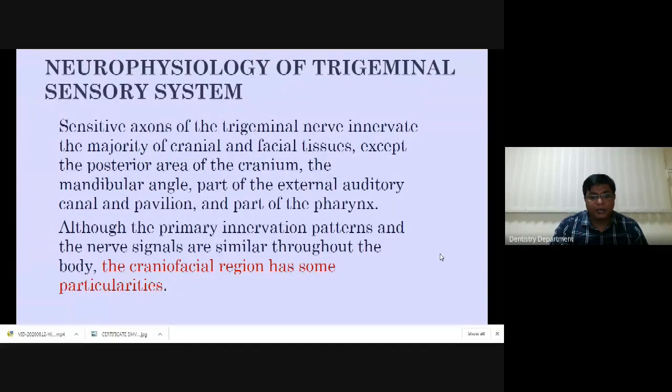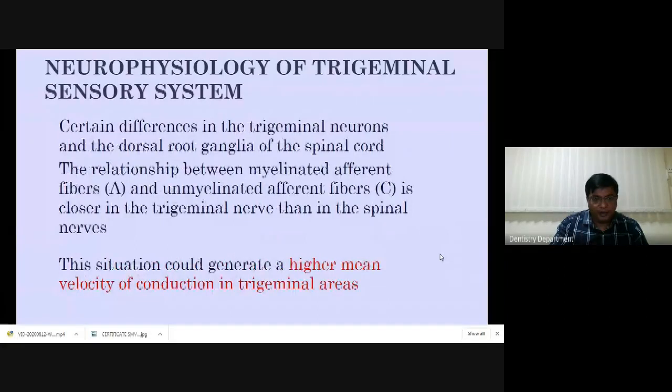Although the primary innervation patterns and the nerve signals are similar throughout the body, the craniofacial region has some particularities. What are the particularities here? One difference is that the relationship between A fiber and C fiber, that is myelinated and unmyelinated afferent fibers, is closer in the trigeminal nerve than in the spinal nerve. So this situation could generate a higher mean velocity of conduction in the trigeminal area. What is the clinical interpretation? The pain will be much faster and it persists in that region for more time.